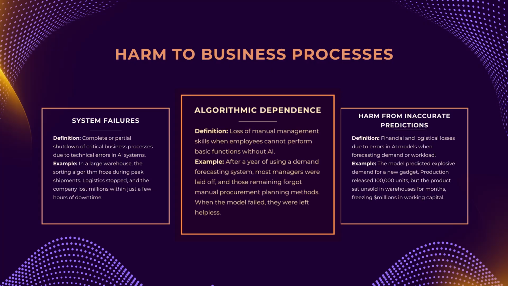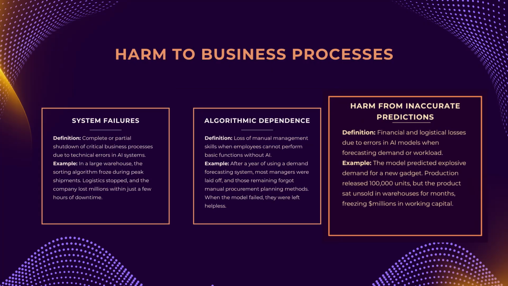For instance, after a year of success with a demand forecasting system at a large company, most planners were laid off, and those remaining forgot manual procurement planning techniques and were helpless when the model failed. Harm from inaccurate forecasts, financial and logistical losses stemming from AI model errors in predicting demand or load. For example, the algorithm projected explosive demand for a new device. Production made 100,000 units, but the model was wrong and the goods sat in the warehouse for months, tying up millions in working capital.